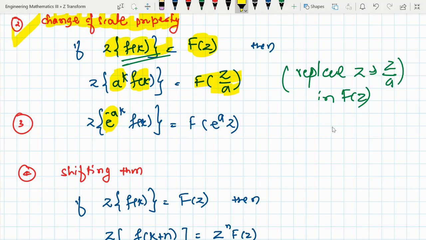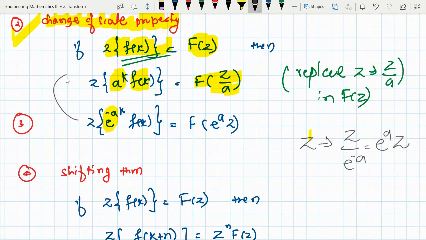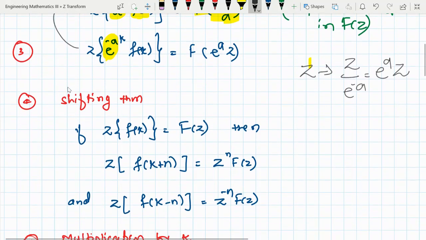So z is replaced by z upon e raised to minus a, and it becomes e raised to plus a into z. So this is the application of this. Now next is the shifting theorem. What does this shifting theorem say?